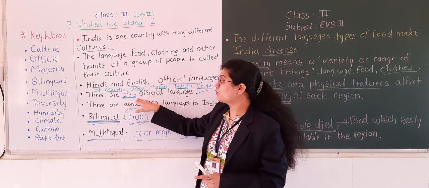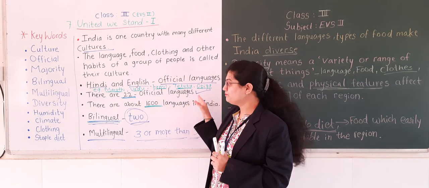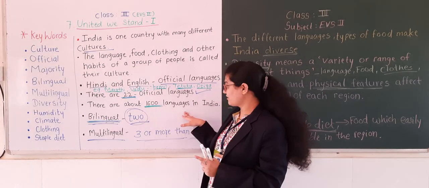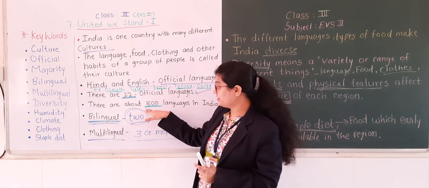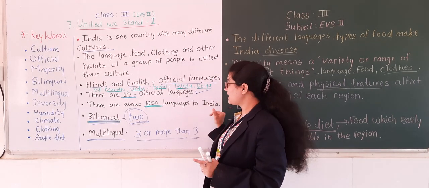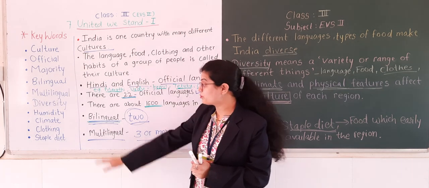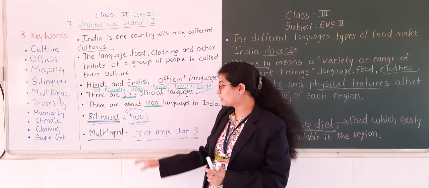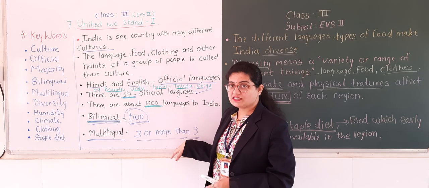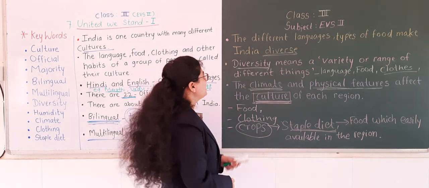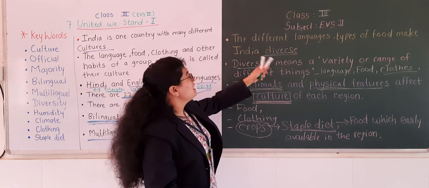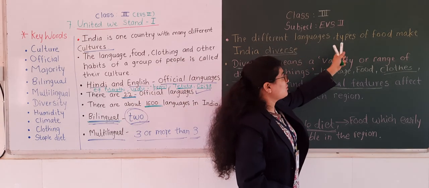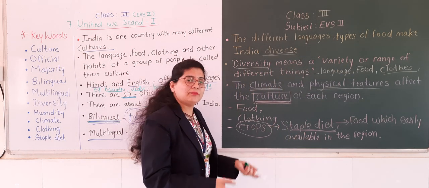There are 22 official languages in India, and other than this we have 1600 languages in India. The people who speak two languages are known as bilingual, and the people who speak more than three languages are known as multilingual. Then we have seen that India is a diverse country as it has different languages, types of food, clothing and culture and many more.